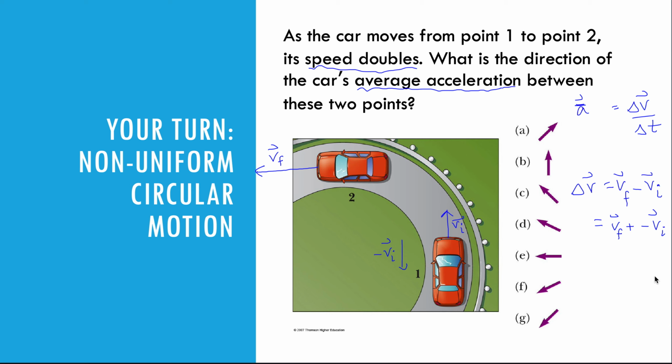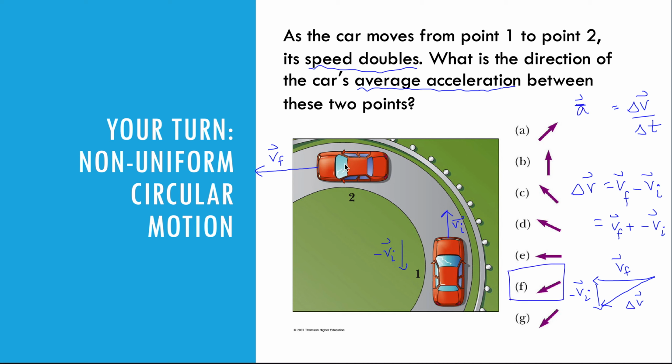We're going to have vf, and then we're going to add the negative vi. And we know that our resultant, which is the delta v, points from where we started to where we ended. So that must be the direction of the average acceleration, which is closest to letter F.